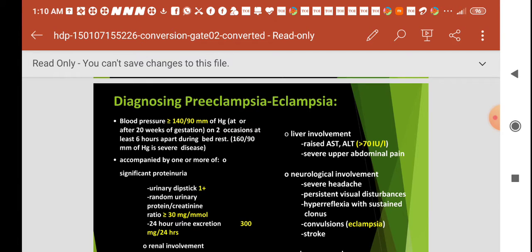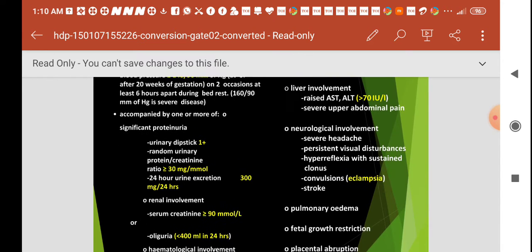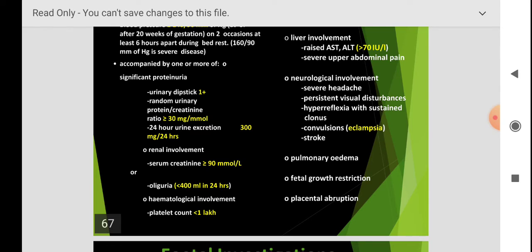Liver involvement is when there is raised AST, ALT to more than 70 and severe upper abdominal pain or epigastric pain, which indicates towards the severity of the disease, because as we have discussed earlier there will be stretching of the Glisson's capsule, that is the liver capsule, which leads to this pain. And why is there stretching of the capsule? Because there is subcapsular hemorrhage.